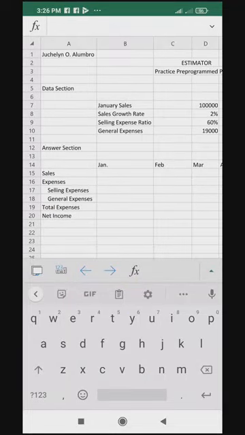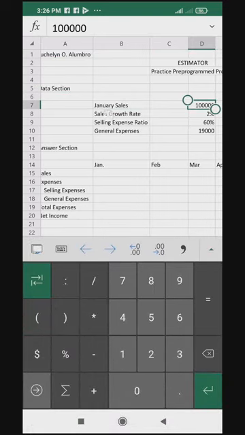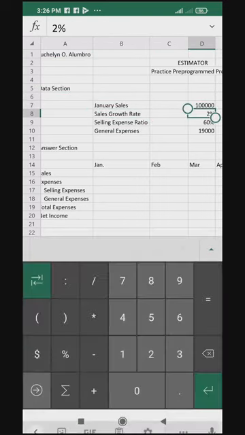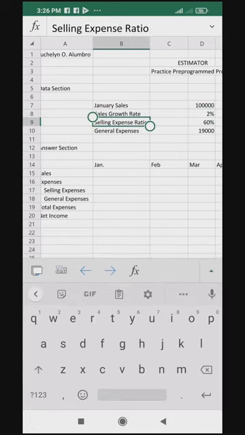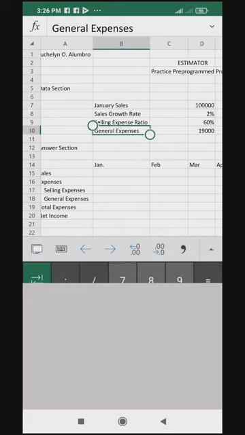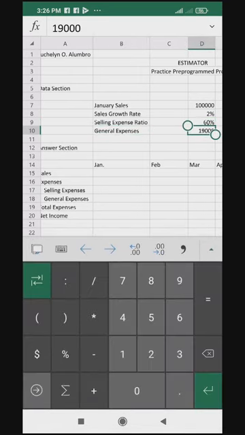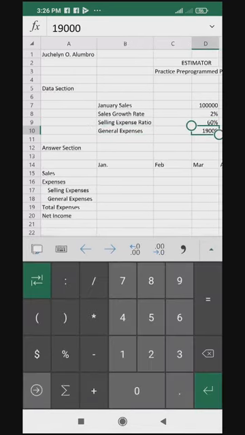Now I'm going to answer Activity number 6, which is the Excel trial exercise. The first thing I do is type my name, Juchilin O. Alumbro, and the data section, which consists of January sales cost 100,000, sales growth rate 2%, selling expense ratio 60%, general expenses 19,000. And let's proceed to the answer section.